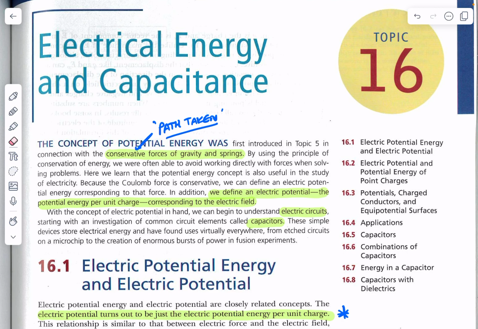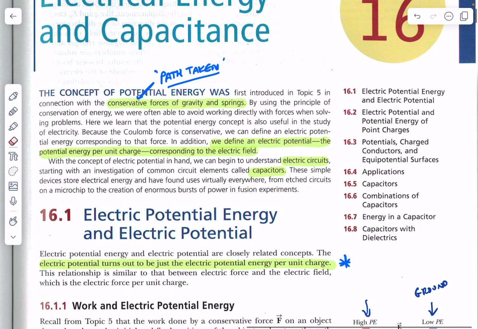Now, in this particular chapter, we're going to be defining a term called electrical potential. When we define this term, it's the potential energy per unit charge. And the potential energy per unit charge, we're going to learn, is sometimes called the volt. A very important term in our unit on electricity and magnetism. And we're also going to be introducing later in this chapter electrical circuits, and then a particular device for storing electrical energy called a capacitor.